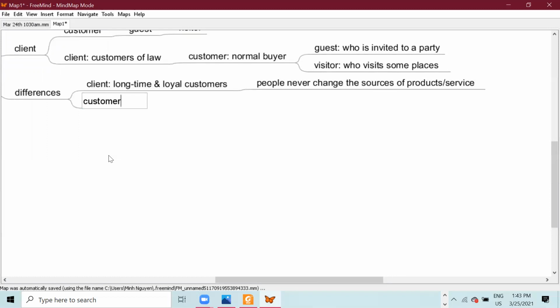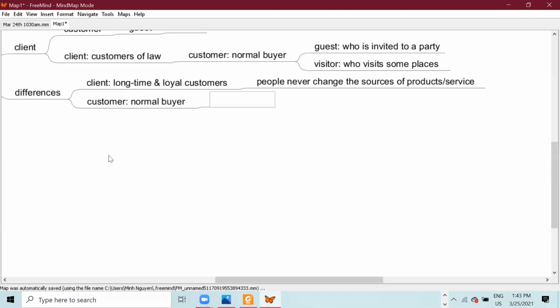So this is the way. And for the word customer, just like you say, customers are normal buyers. These kinds of customers just come to your company and buy the product for a short time, and maybe they will change, they will switch to another new provider. You can use the word provider.